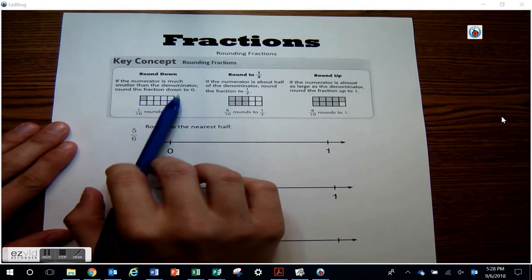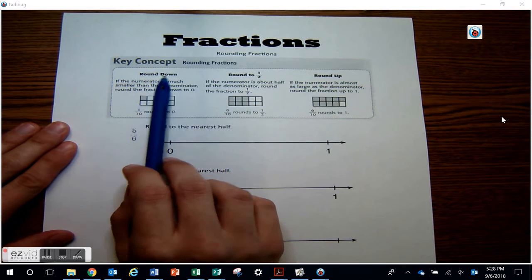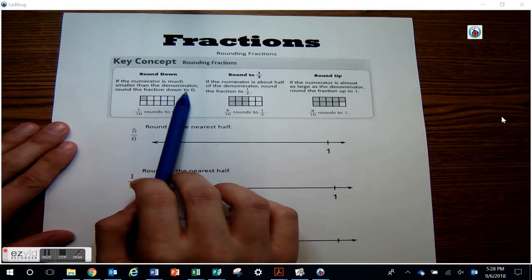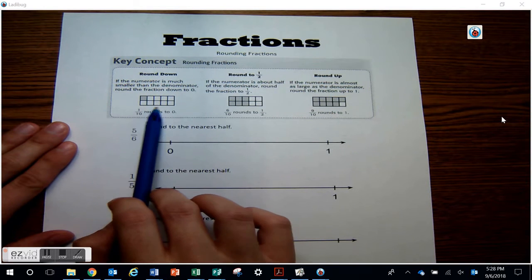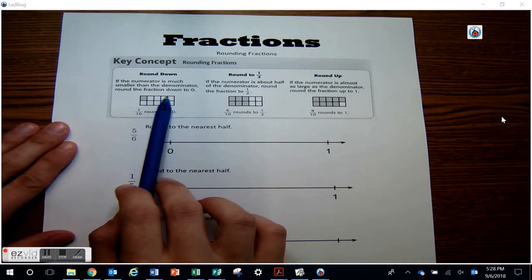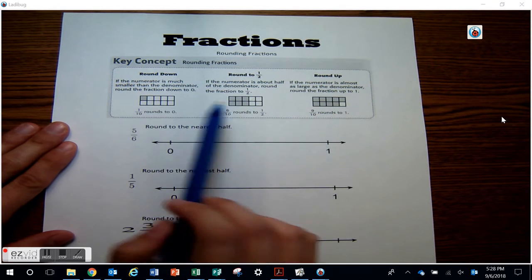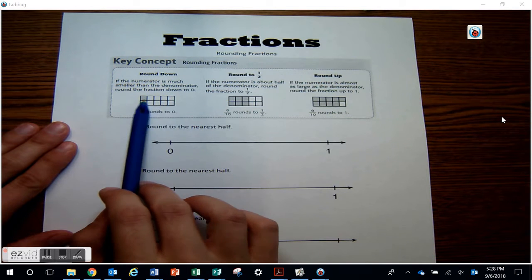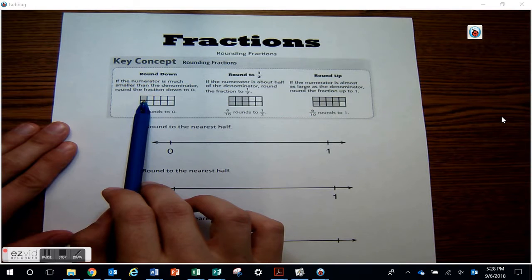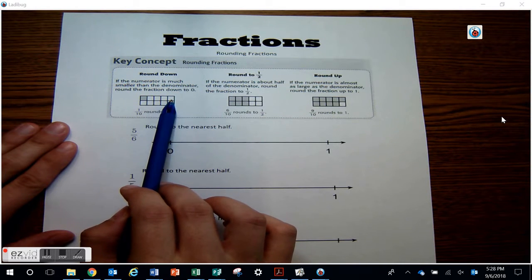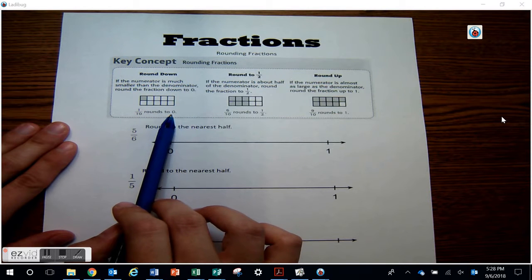Let's look right here at this concept. Round down. If the numerator is much smaller than the denominator, round the fraction down to 0. If we look here, I only have 1 out of 10, 1/10 of this whole shaded in. I know that half of it would be 5/10, but that's a lot closer to having nothing shaded in than to having half of it shaded in. So we would round this one to 0.